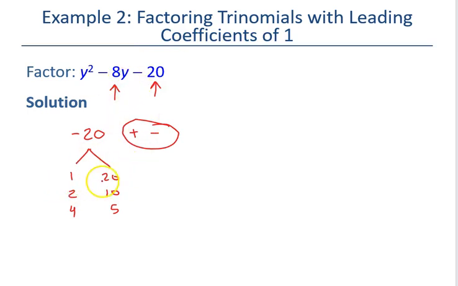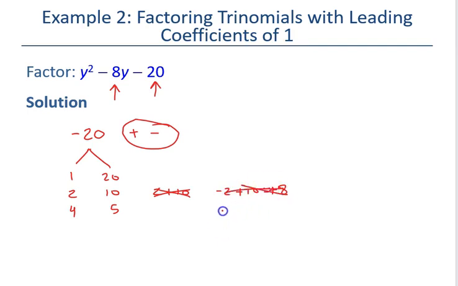Well, negative 1 plus 20, nope, that's not going to work. How about 1 minus 20? That's not going to work. When we go to this next one, 2 plus 10 doesn't work. How about negative 2 plus 10? Negative 2 plus 10 gives me a positive 8, so that doesn't work.